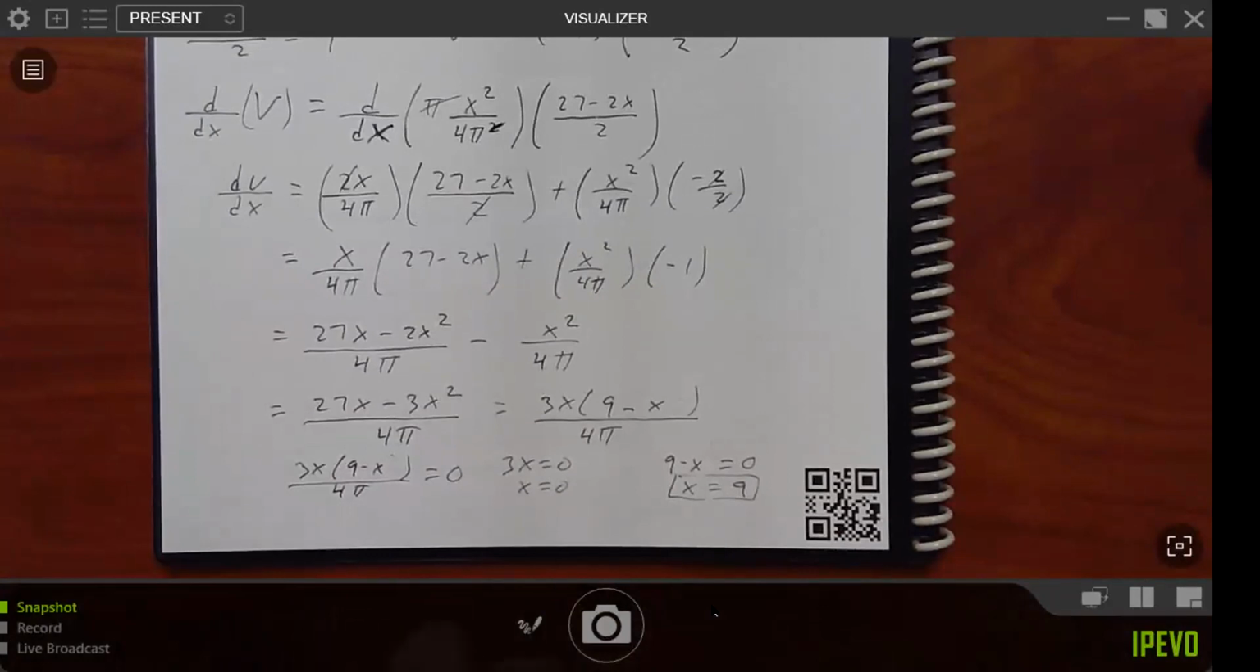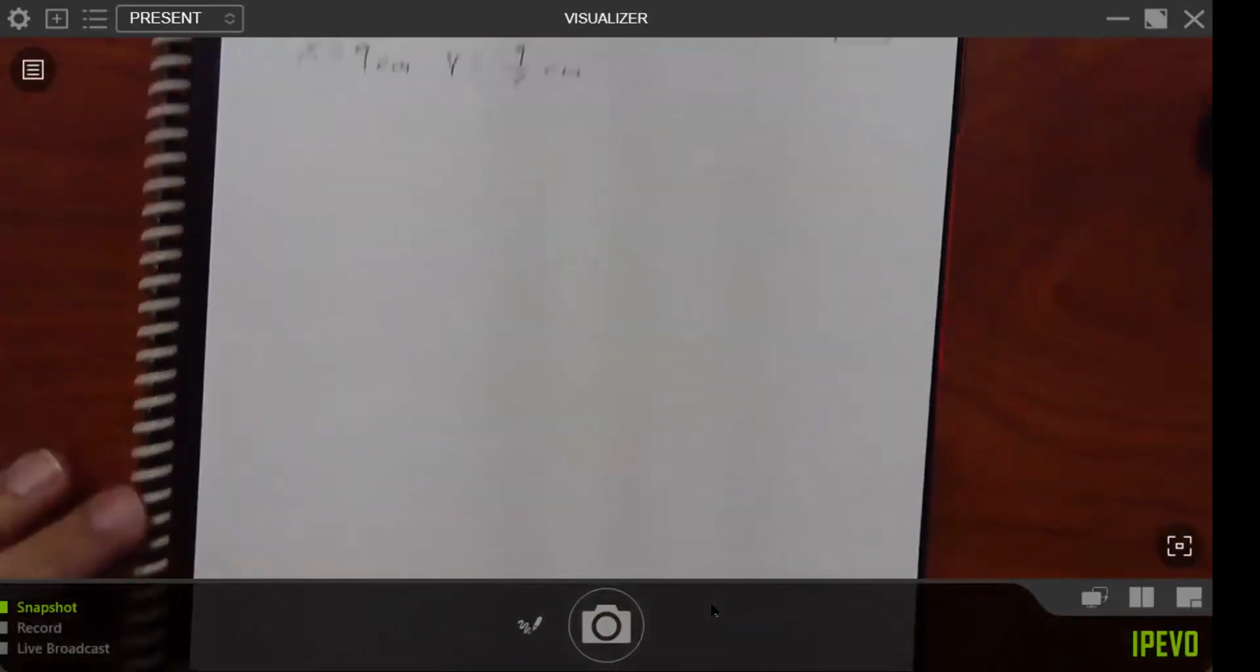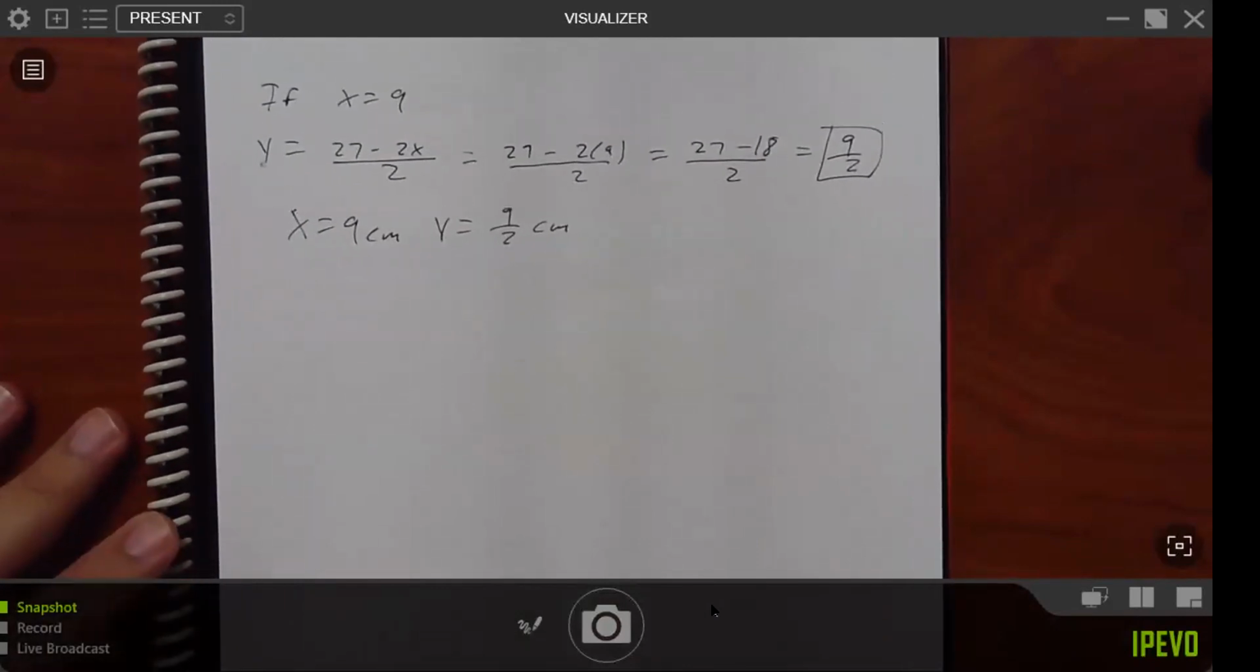Yes, it does. So once you have x, you just plug it in to get y. You can use the perimeter equation or whatever you want, as long as it has x and y. So that's what they got here. 9 and 9 halves.